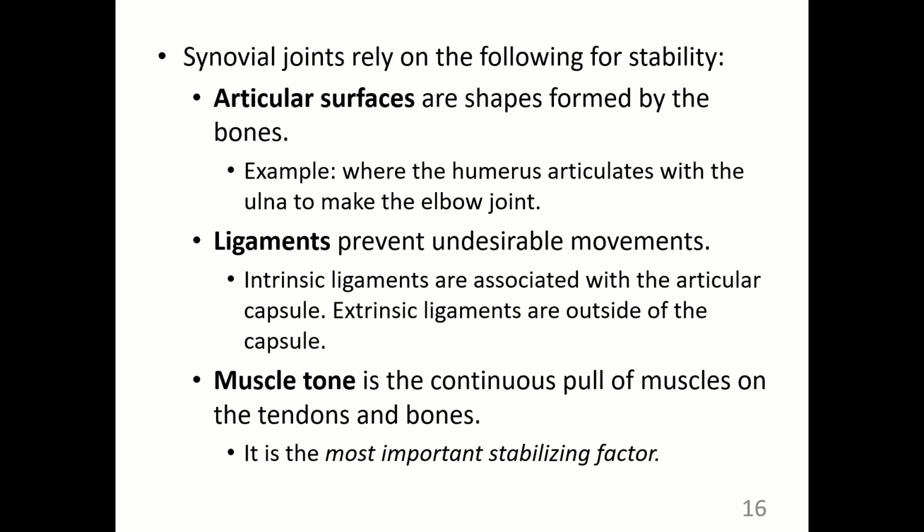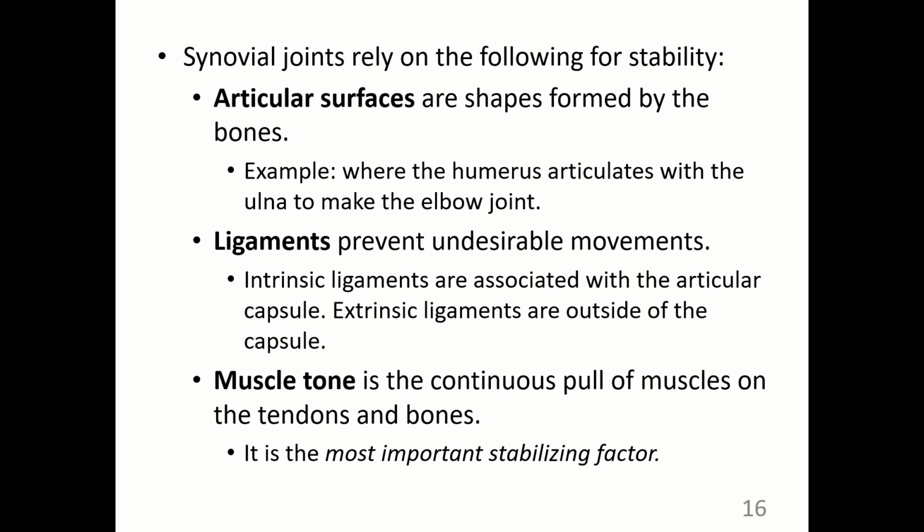Synovial joints rely on the following for stability: articular surfaces, ligaments, and muscle tone. Articular surfaces are shapes formed by the bones themselves. An example is where the humerus articulates with the ulna to make the elbow joint. The humerus is rounded and the elbow joint has a notch.